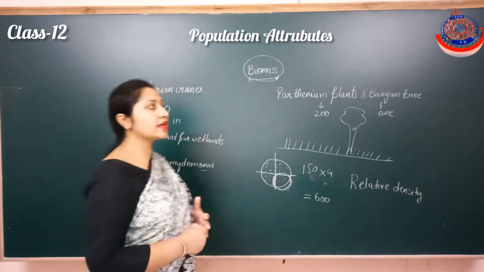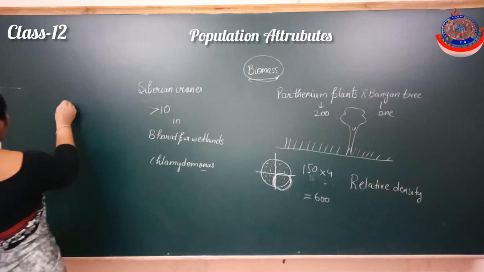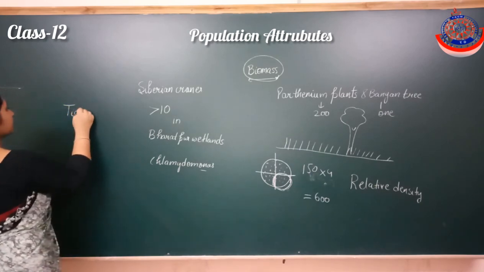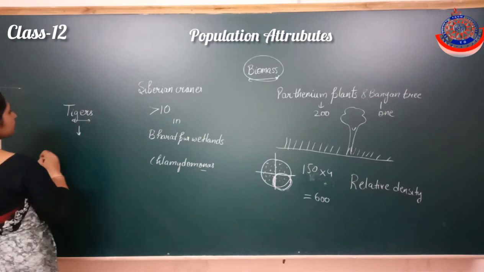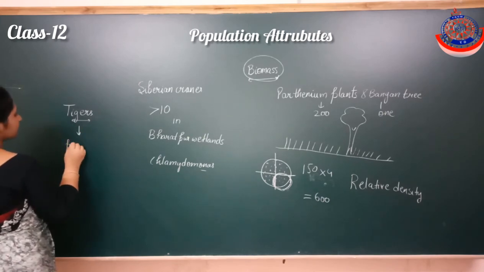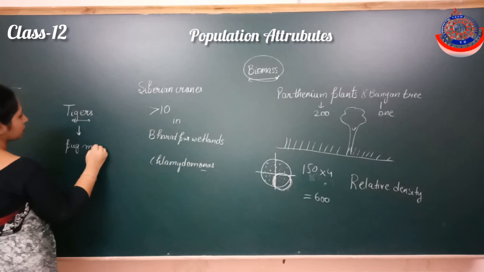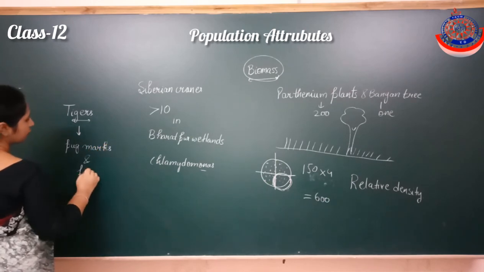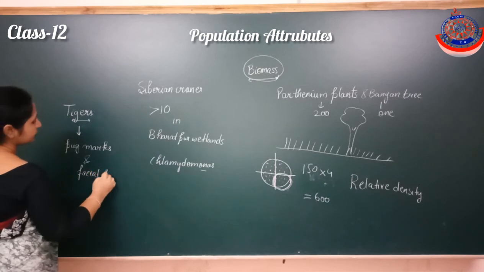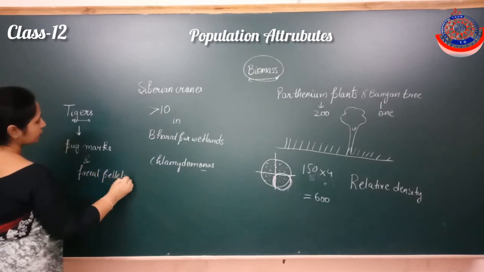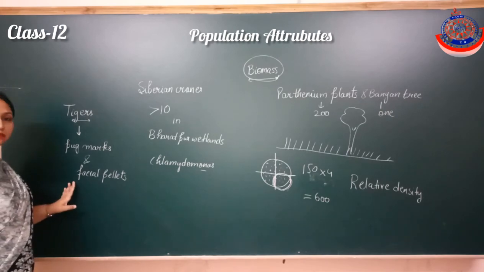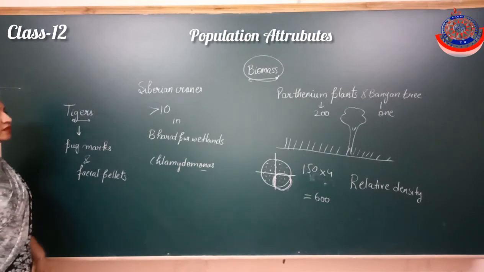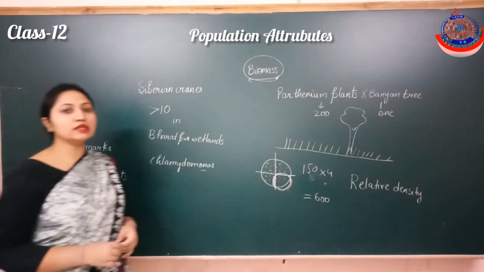Now next is in case of the tigers, how the tiger population can be calculated. So the tiger population depends upon the pug marks and the fecal pellets. By noticing the pug marks and the fecal pellets, we can determine the population density of the tigers.